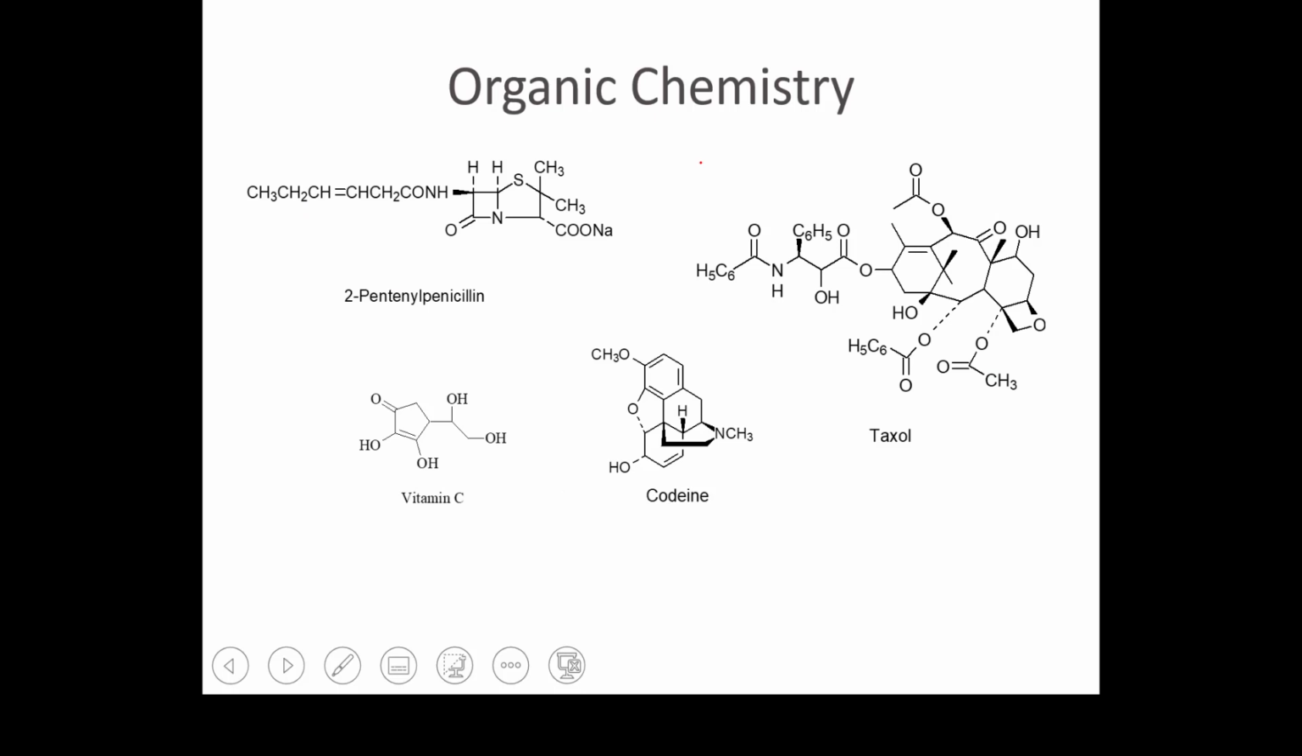Here are some examples of organic molecules that come from nature, like penicillin, vitamin C, and codeine. Taxol is a large molecule extracted from the bark of the Pacific yew tree, and it's used in cancer treatment.